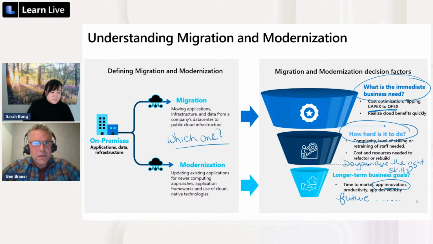And then finally is the long-term business goals, kind of what I was just describing. So there's the app innovation, but then there's also things like productivity. Productivity is essentially where the application becomes easier to maintain, or easier to evolve. So these are two really big areas that make a big difference in your decision to migrate or modernize.